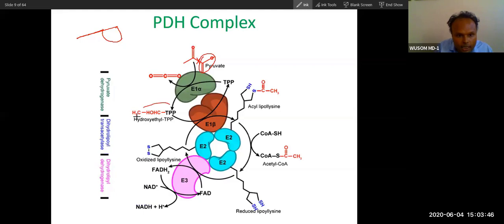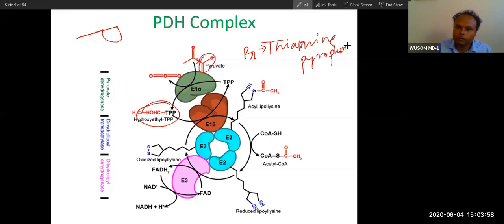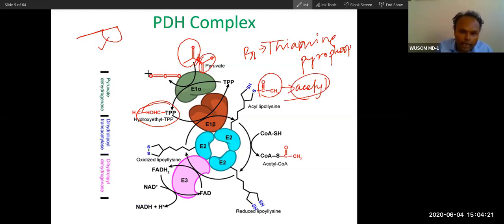So understand, this is TPP, thiamine pyrophosphate. This thiamine, vitamin B1, is present in any enzyme in the form of thiamine pyrophosphate. Thiamine pyrophosphate is like a knife. It will cut this bond, and after cutting this bond, what is left is this part. This part is being transferred to the E2 complex, and this is called the acetyl part. So the acetyl part will be transferred here, and now carbon dioxide is released.